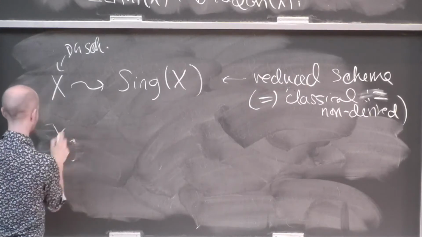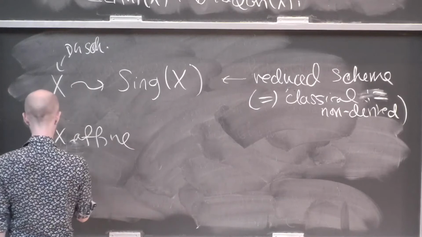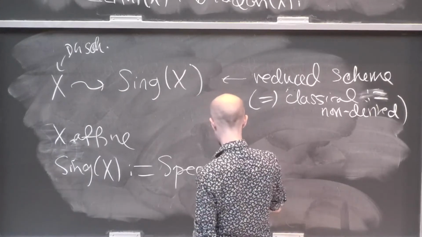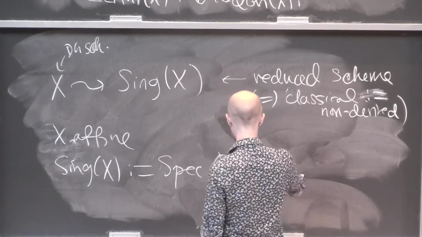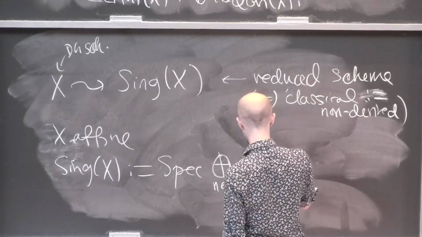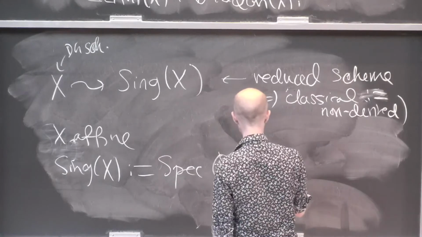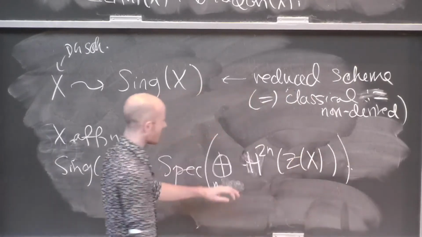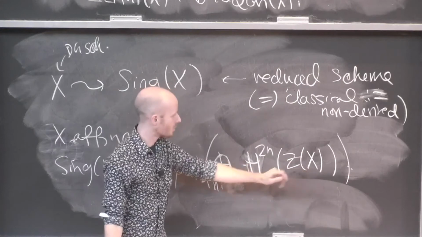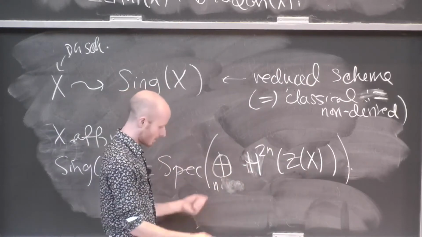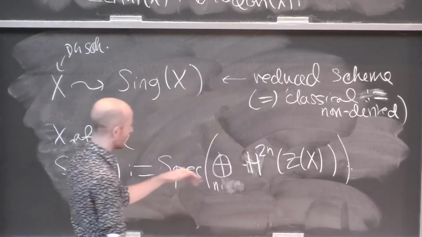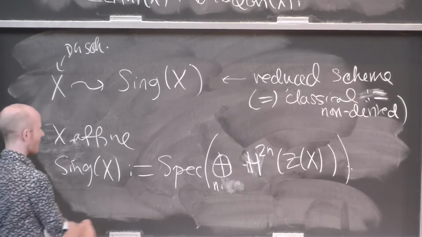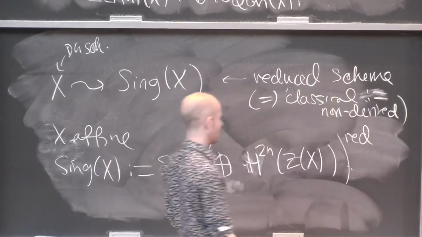So for instance, let me just say X is affine. Then this thing of X is going to be, by definition, Spec of the direct sum over n of the Hochschild cohomology groups H^{2n} of X. I said that the cohomology ring of this Hochschild cohomology is a graded commutative algebra. And so if I only take the even cohomological degrees, then I get some genuine commutative algebra. It makes sense to take its Spec. And I'll just force this to be reduced by fiat.